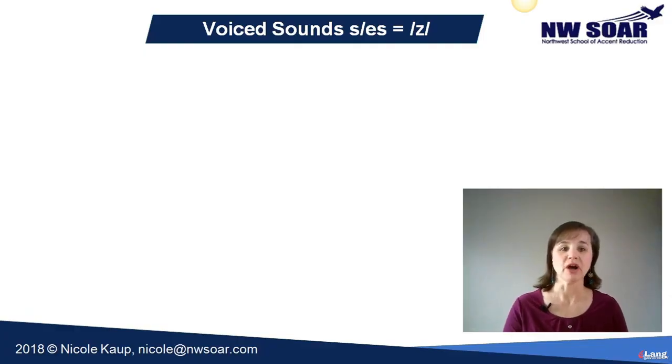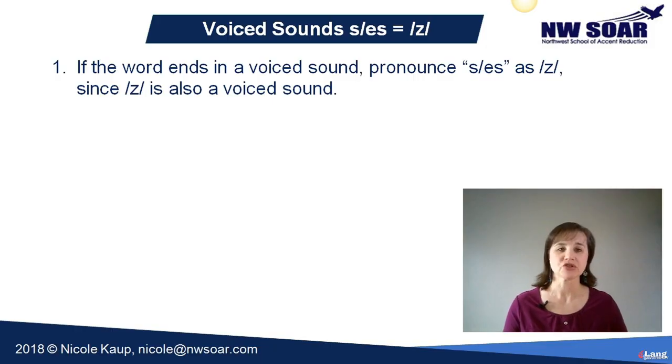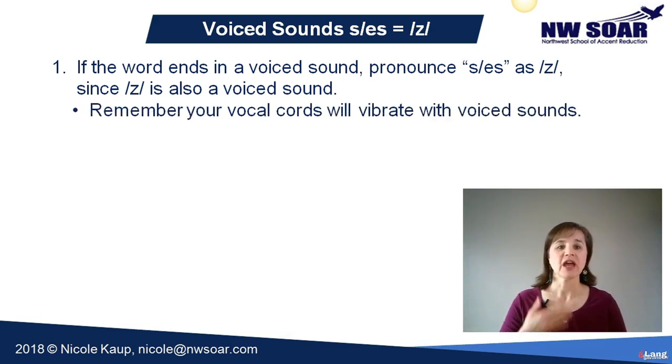So just like ED endings, the pronunciation of the S or ES ending is dictated by the last sound of the word before adding the S or ES to it. And here's rule number 1 for determining the pronunciation of an S or an ES ending. If the word ends in a voiced sound, pronounce the S or ES as a Z, since Z is also a voiced sound. And if you remember, voiced sounds have movement and sound coming from your vocal cords, which you can feel right here in the hollow of your neck. If you place your hand here, you can feel the vibration.